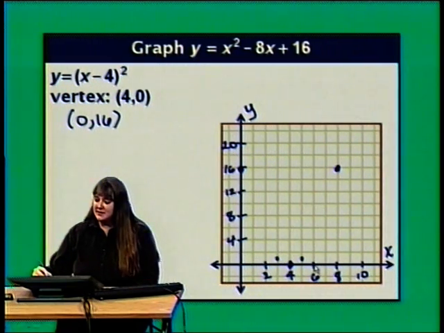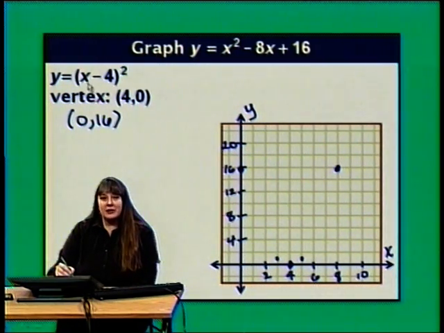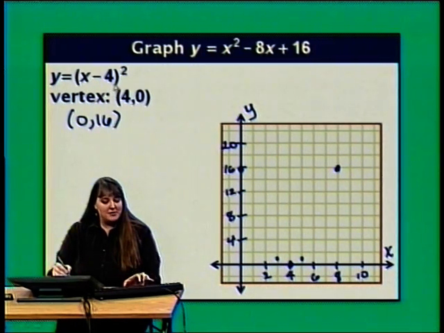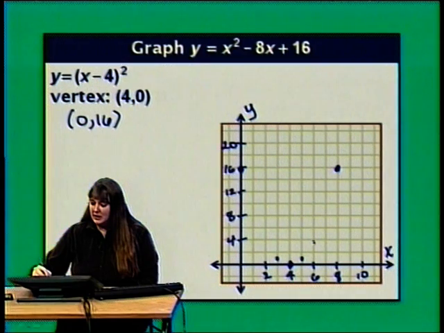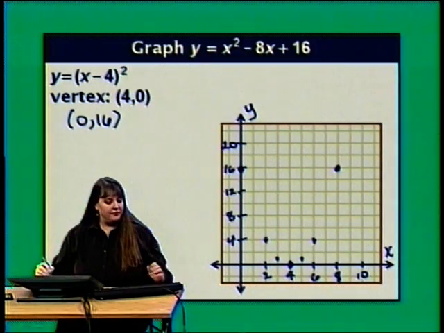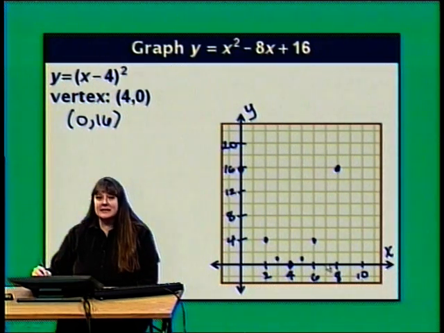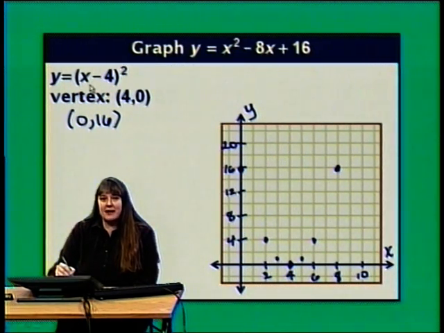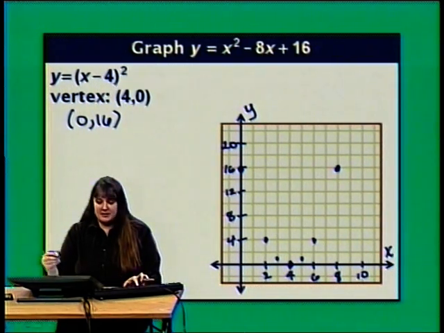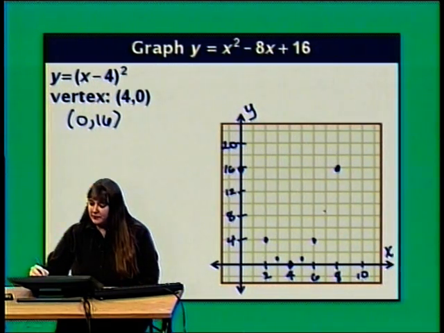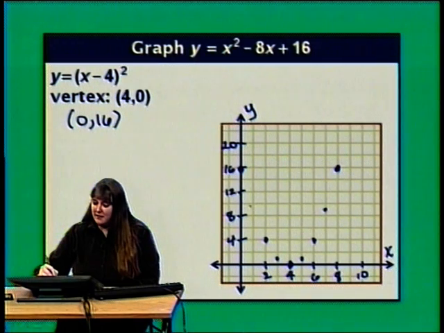What happens if x is 6? Well, y is going to be (6 minus 4) squared, that's 2 squared, or 4. So I have the point (6, 4). Using symmetry, I also have the point (2, 4). What happens if x is 7? Well, y is (7 minus 4) squared, that's 3 squared, or 9. So I have the point (7, 9). And by symmetry, I also have the point (1, 9).